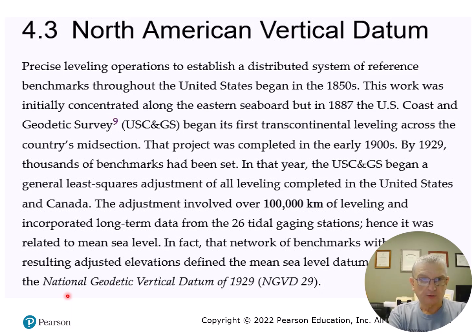According to the book here, the work by the U.S. government generally started on the eastern seaboard in the 50s. And then in 1887, the USCGS, the United States Coast and Geodetic Survey, leveled from the Atlantic to the Pacific. And they also took in some points down in the Gulf of Mexico.